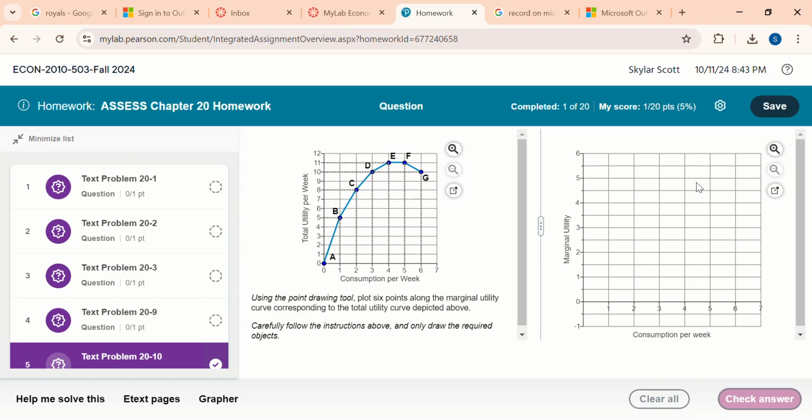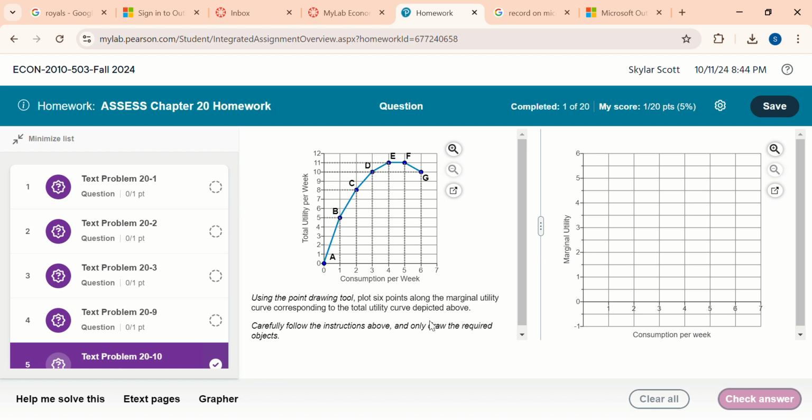I received a question in regard to Assess Chapter 20's homework. This time we're looking at question number 5, which is text problem 2010. This question has to do with marginal changes. And marginal analysis is used in everything from public policy research to business research, and this question is a great example of it. So let's dive right in.